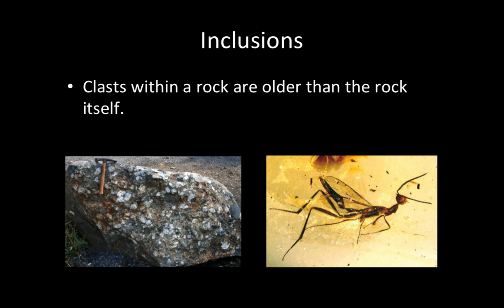So on the left, we have an example of a conglomerate. I know you were thinking it. All right, where we have those large rounded clasts within a rock. And on the right, we have a mosquito in amber that we could not ever pull the DNA from to recreate dinosaurs. It's just not how it works.